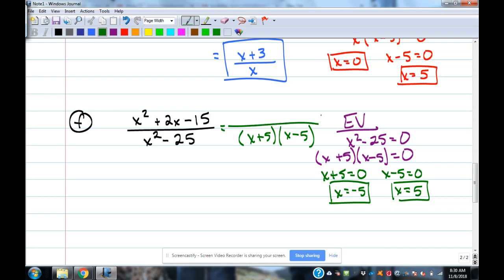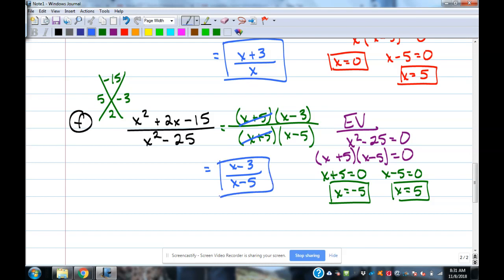And then I'm going to factor the numerator. How would I factor that numerator? X method again, -15, and add to be +2 this time. +5 and -3. So that'd be x plus 5, x minus 3. Which factor cancels? X plus 5s cancel each other. So there's x minus 3 over x minus 5. We've simplified that rational expression by factoring and canceling matching factors.